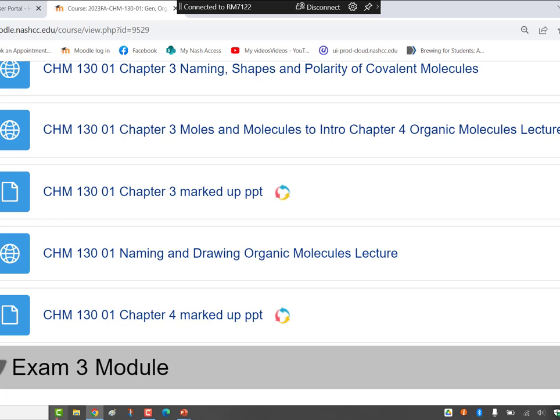Can I find the longest carbon chain? Can I name it? Can I go through and name those non-hydrogen groups? Can I put them in order by numbering that longest carbon chain? So this is a way for you to go back and just practice what we've been doing in class, just by using the stuff that's posted in Moodle.